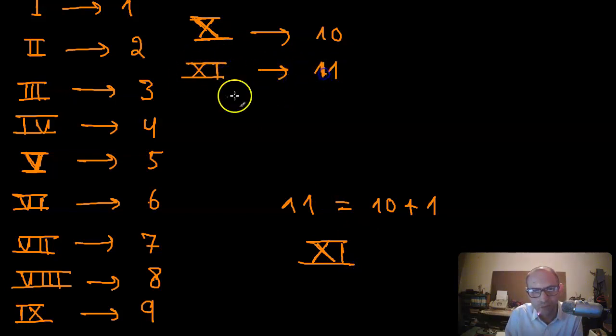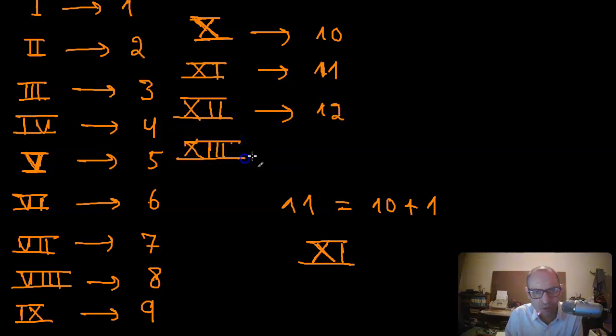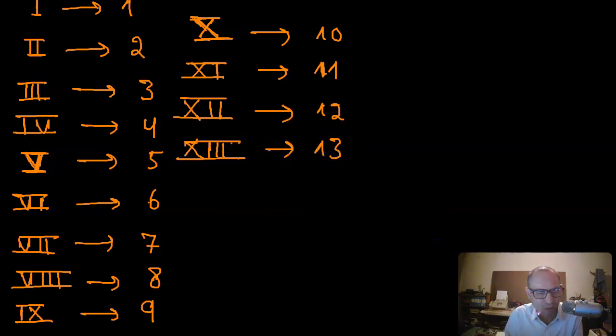A 12 would be a 10 with 2 1s. So that's a 12. A 13, for example, would be a 10 with 3 1s. That would be a 13. And so on and so forth. Okay? So far, essentially, you keep doing the same thing.